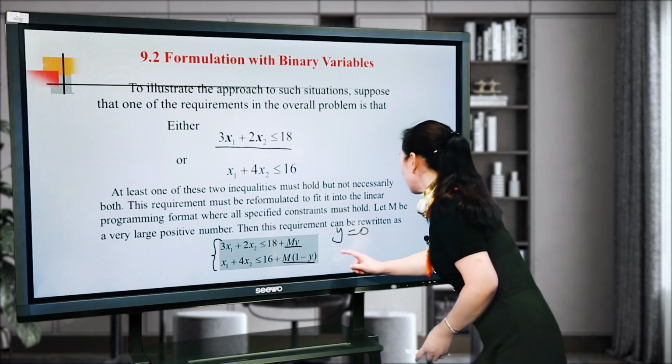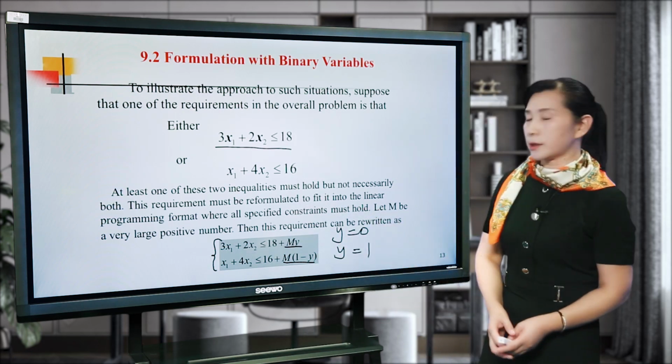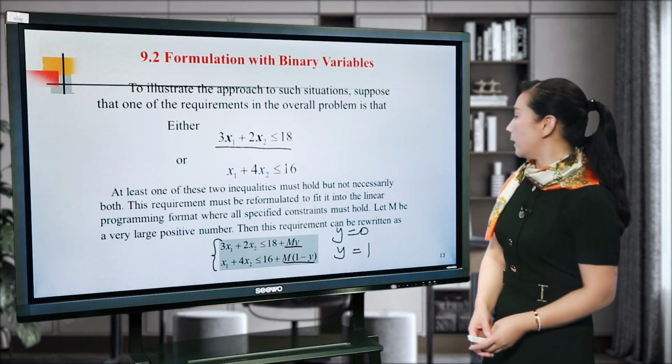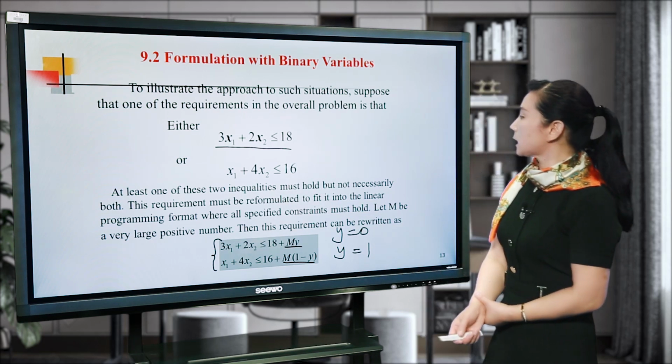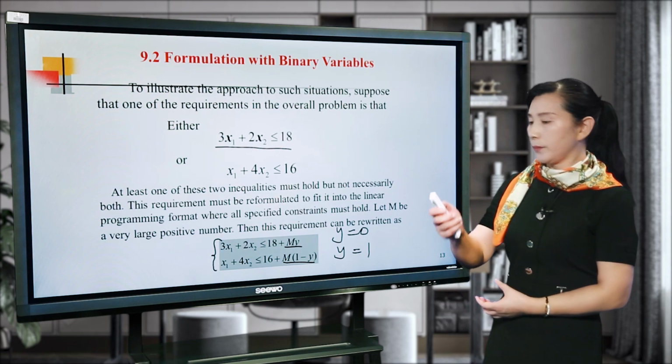If y equals 1, otherwise, the second holds and the first does not hold. So we realize that exactly one is chosen out of the two.